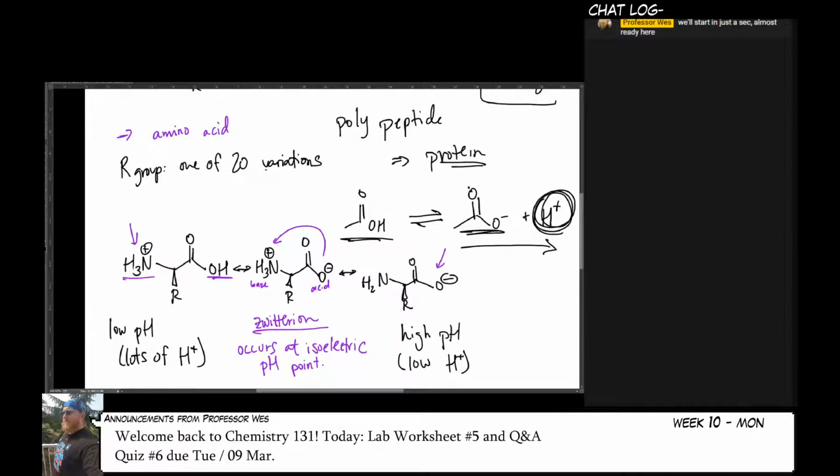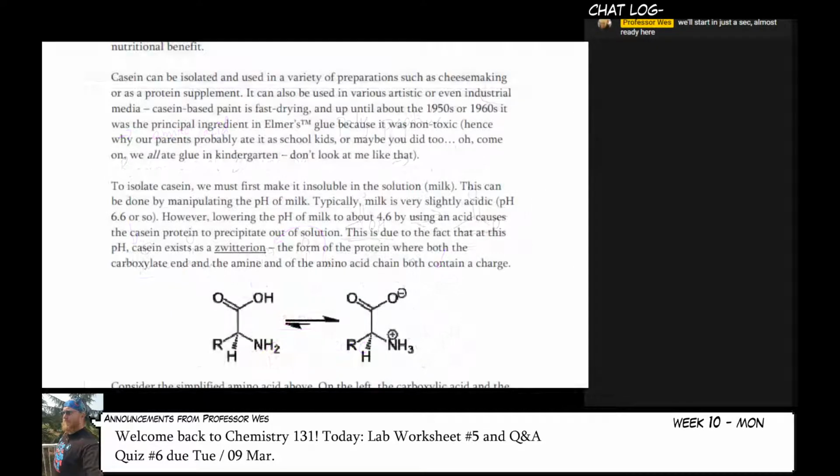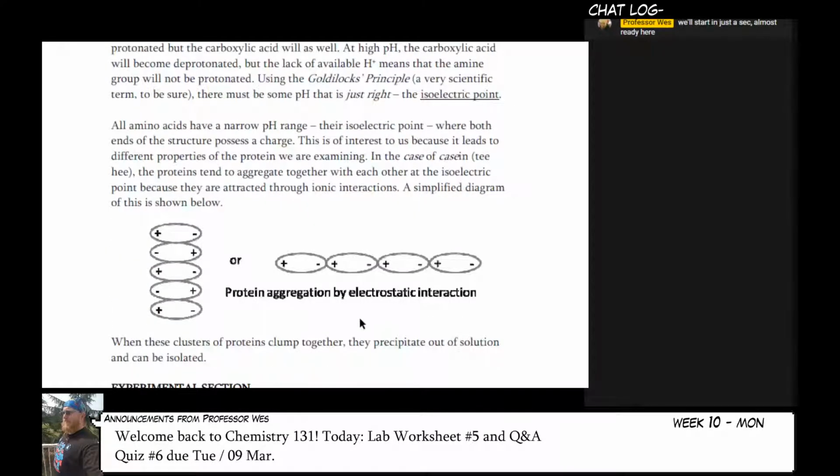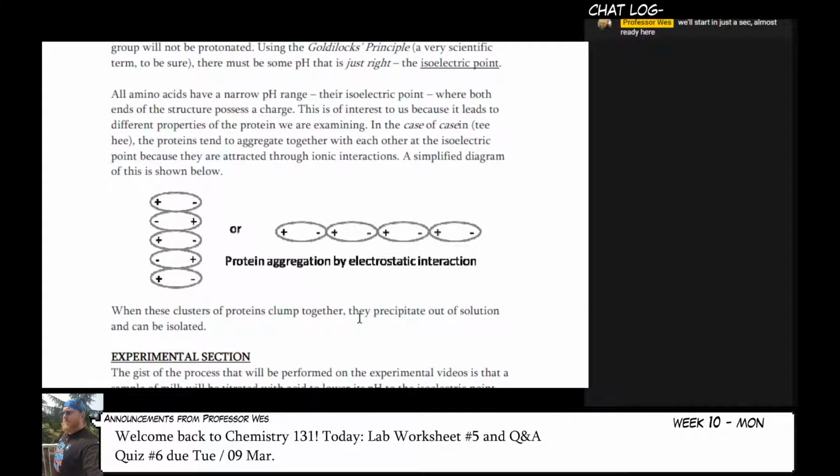Now, why do we care about that? Because when we isolate casein, we're going to make it so that it exists at the isoelectric point. And when that happens, we get an interesting little setup. My proteins are shaped in such a way that I can then stack my proteins in an orientation that looks like this.